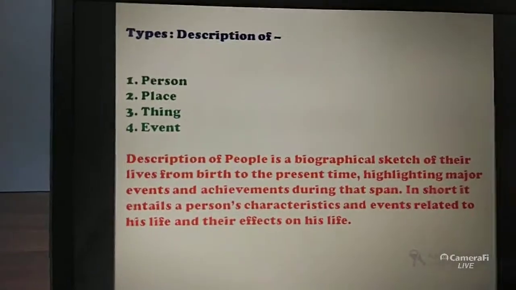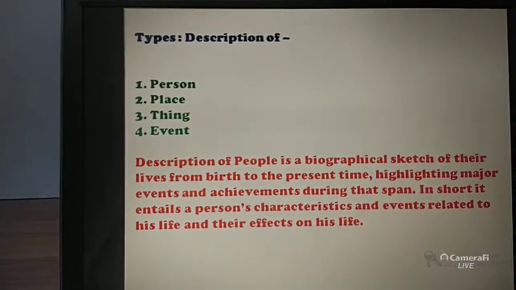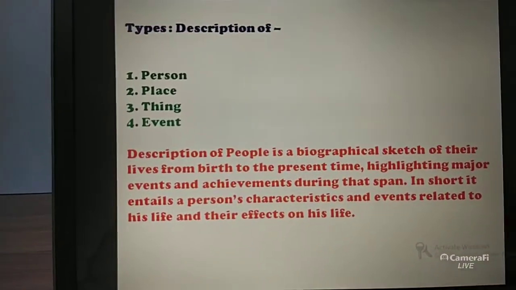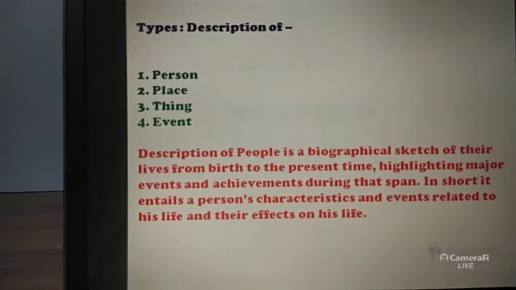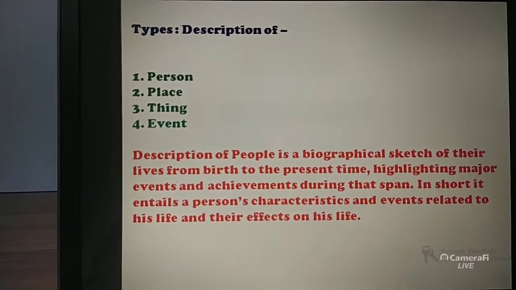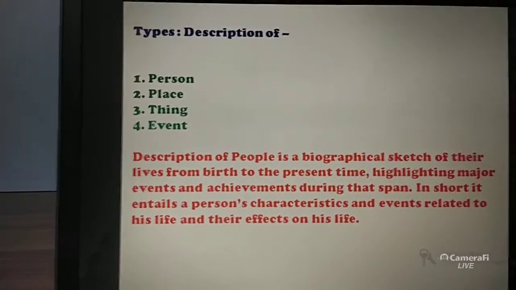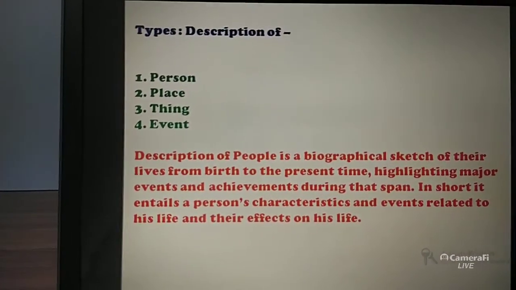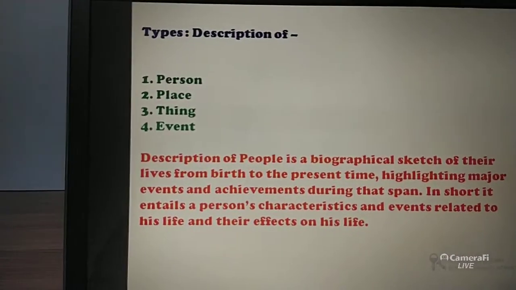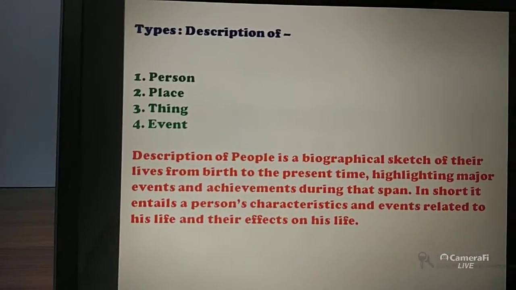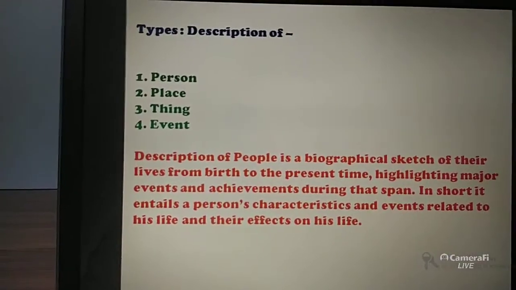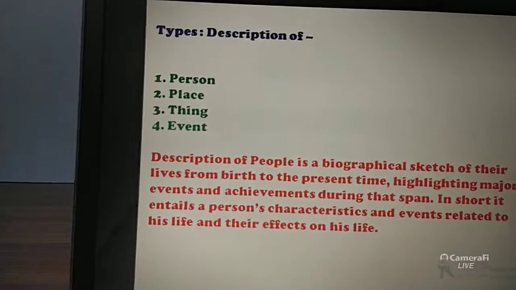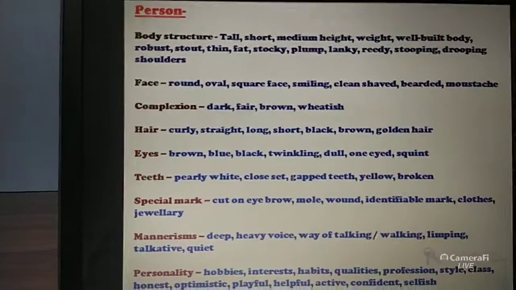But imagine the great scientist Albert Einstein. What major events did Albert Einstein do? In Truly Beautiful Mind we did read about him. In class 10 there is a story about Richard A. Bright, Making of a Scientist. That is a detailed description of a great scientist, Richard A. Bright. So in short, it tells a person's characteristics and events related to his life and the effects on his life. So this is what the description is all about.